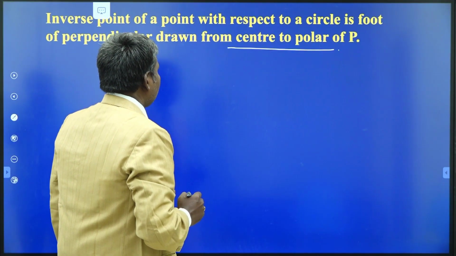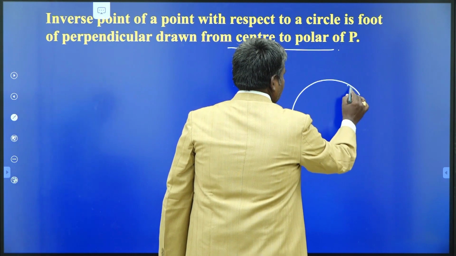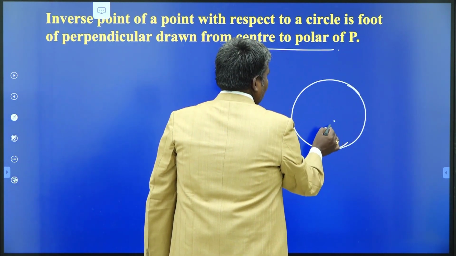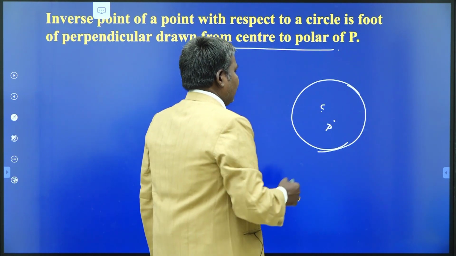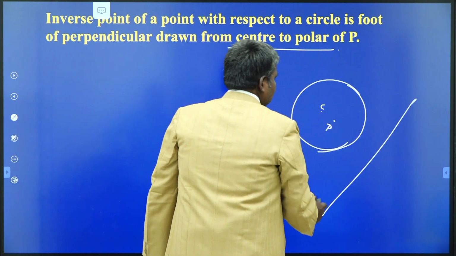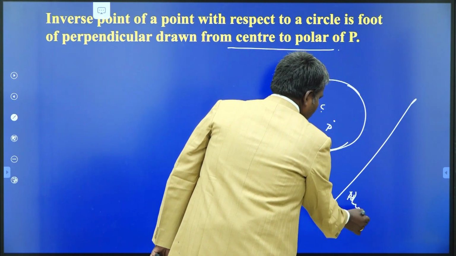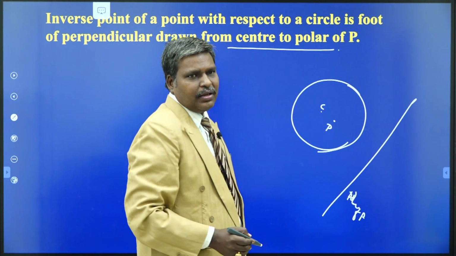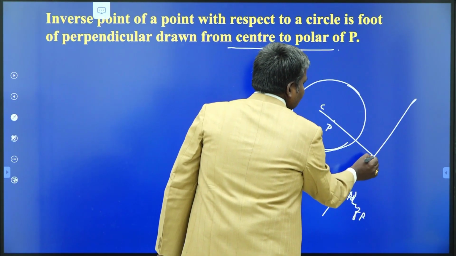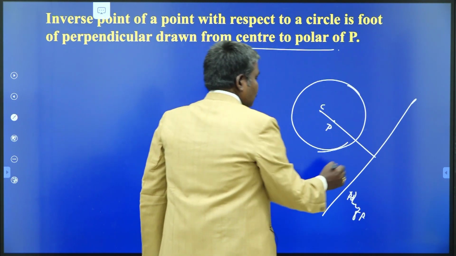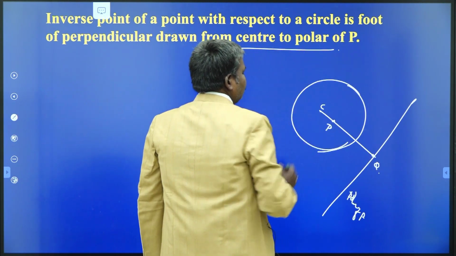How to show this one? It is very clear. This is the circle. This is the point P. This is the center of the circle. The point is inside the circle. Your polar is completely outside the circle. This is the polar of P. To get the inverse point of P, what you have to write? The line joining C and P. This is my inverse point of P with respect to the circle.